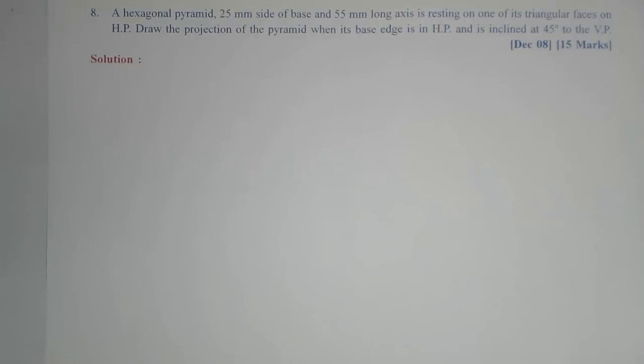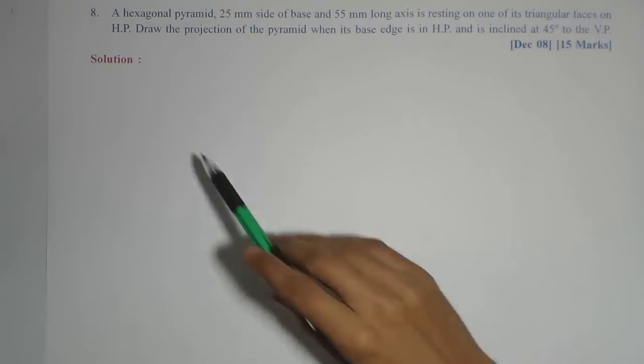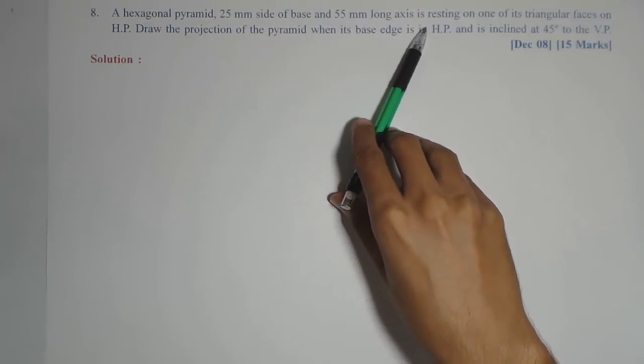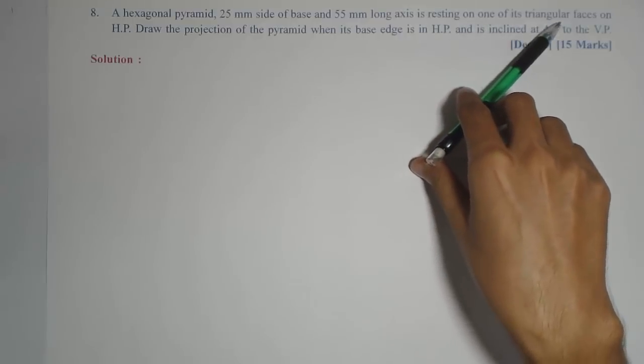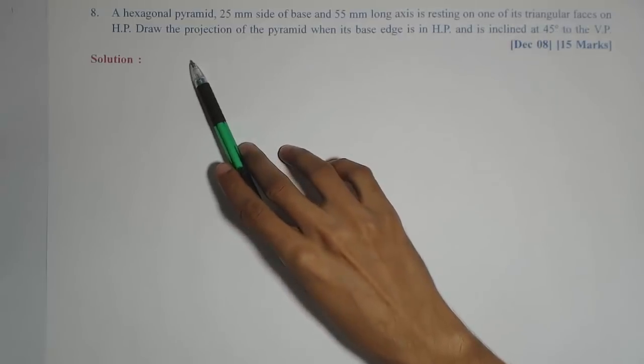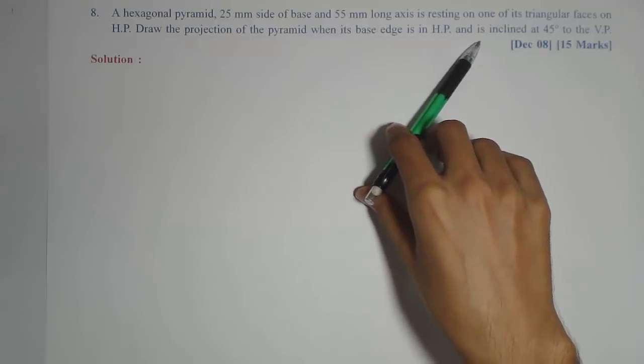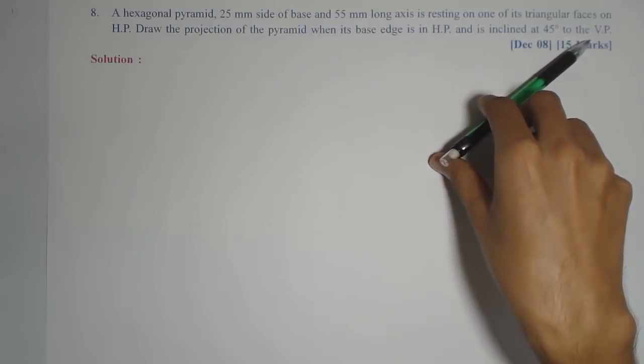Now starting with the next problem on pyramid, which is the second problem for hexagonal pyramid. So hexagonal pyramid, 25 mm side of base and 55 mm long axis, is resting on one of its triangular faces on the HP. Draw the projections of the pyramid when its base edge is in the HP and is inclined at 45 degree to the VP.